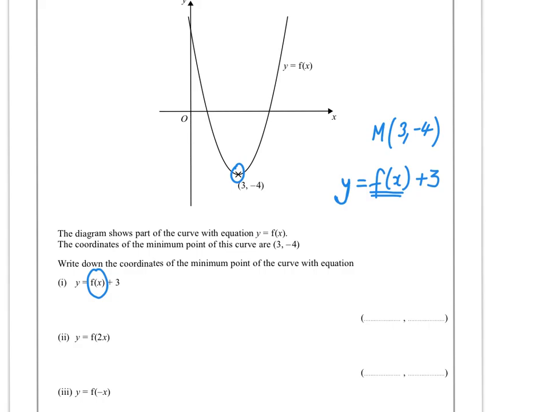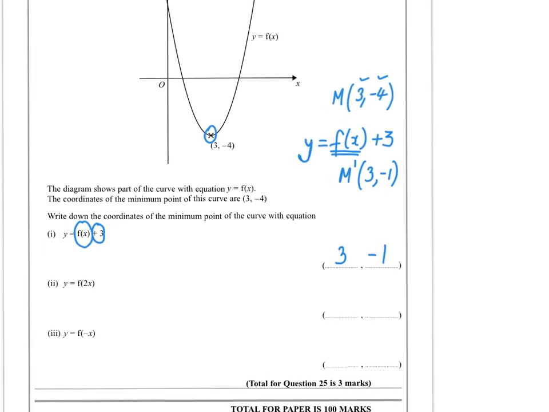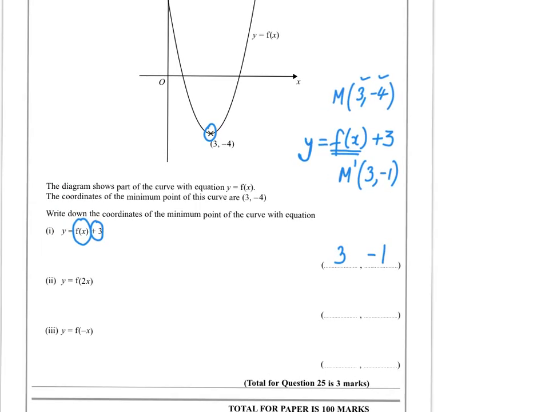So if I write down this coordinate here, 3, -4, I've just got to make the y value translate upwards 3 units, parallel to the y-axis. So what would it become here? Well, M dash, let's call it, would be, the x would stay the same, and the -4 would go up 3, so that would become -1. So 3, -1. Let's leave part 2 out just for the moment, because that's by far the most difficult to explain and to do. So let's look at this part here.